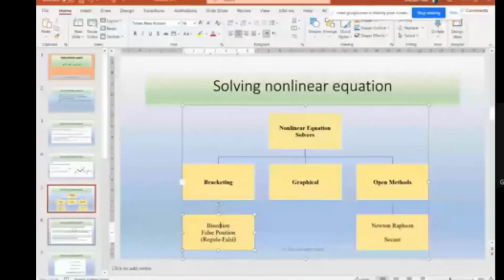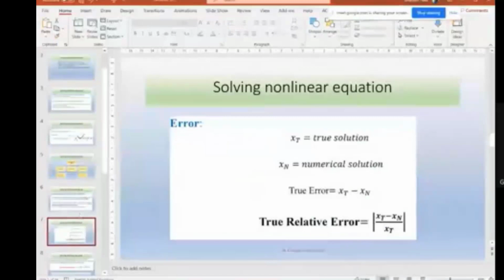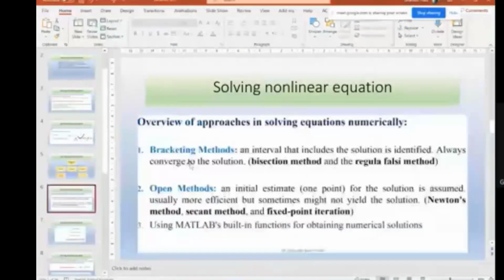Next week, inshallah, face-to-face. In bracketing methods, we have to have an interval. An interval that includes the solution is identified, and it always converges to this solution. I will explain it. And in open methods, we have 1 point. It's enough to solve this.